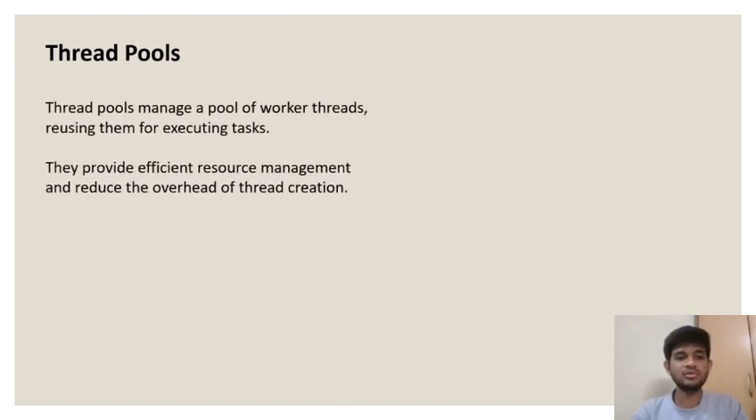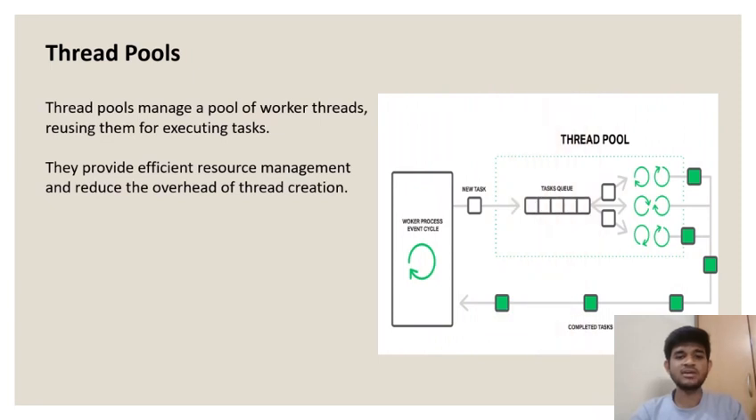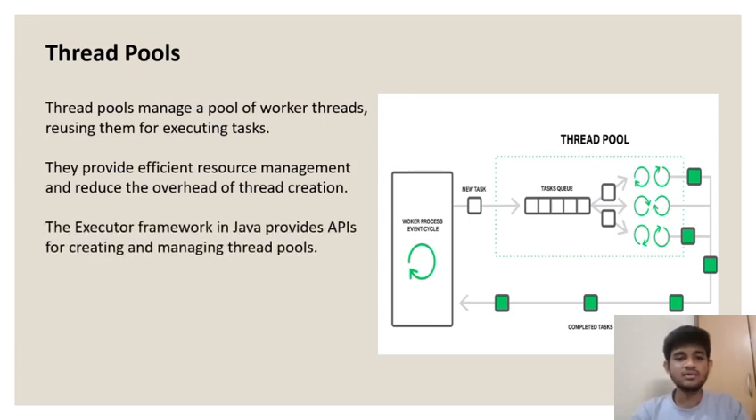Now let us see thread pools. Thread pools manage a pool of worker threads, reusing them for executing tasks. They provide efficient resource management and reduce the overhead of thread creation. The Executor framework in Java provides APIs, that is application program interfaces, for creating and managing thread pools.